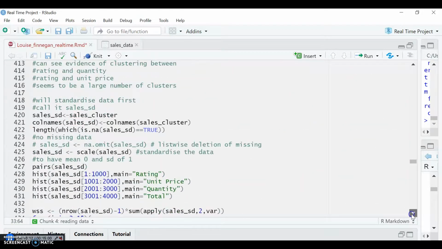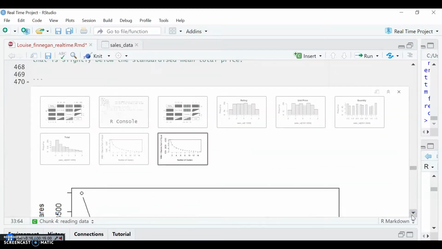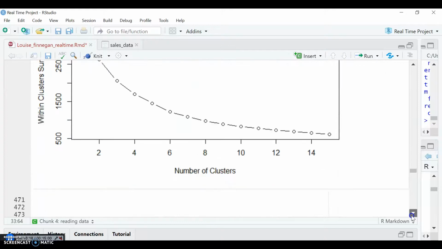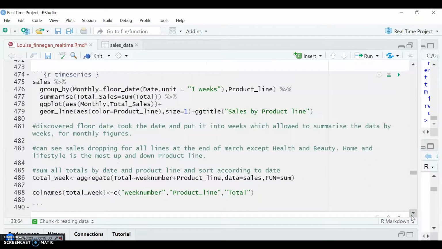K-means clustering was quite difficult to observe on the elbow. It was a bit of trial and error. I came up with 4 clusters there as discussed in my report. Time series I found very, very difficult, and I know this is an area that I am going to have to practice with.